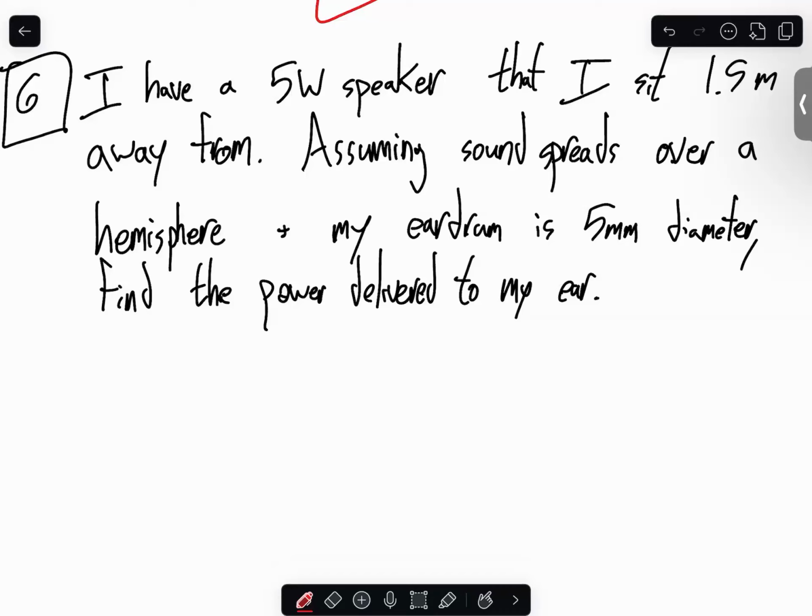Hint: first find the intensity at the eardrum. Then find how much power that intensity transfers in. I didn't teach you guys decibels, right? Right. I cut that out of the curriculum. I'm sure I didn't teach you decibels. Okay.